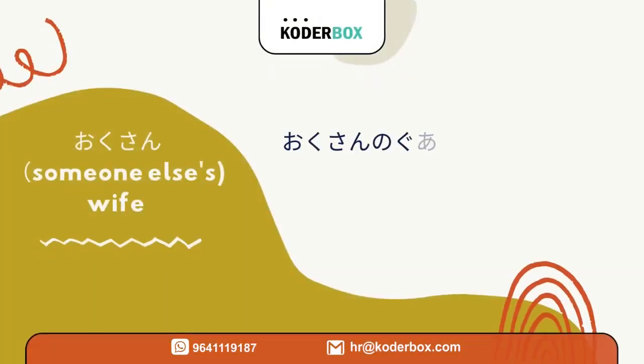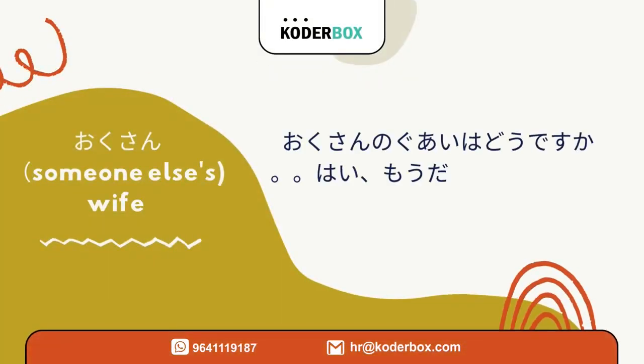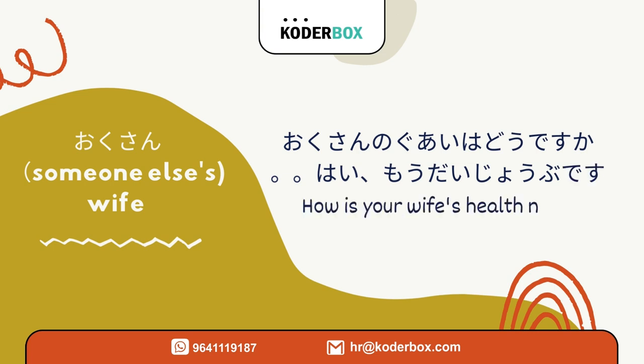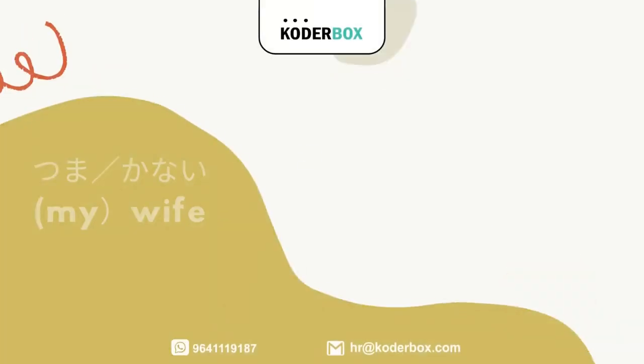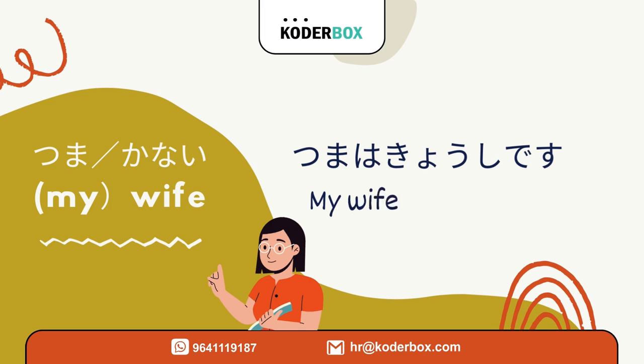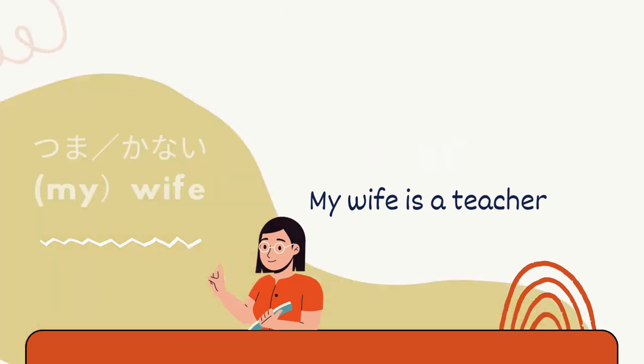Third, Oku-san, someone else's wife. Oku-san no guai wa dou desu ka? Hey, mo daijoubu desu. How is your wife's health now? She is doing fine. Fourth, Suma Kanai, my wife. Suma wa kyoshi desu. My wife is a teacher.